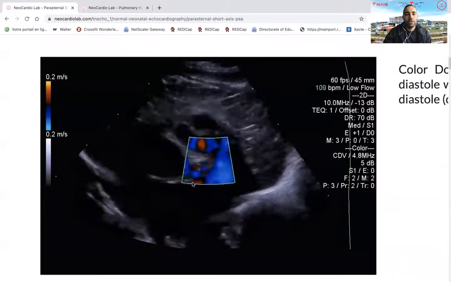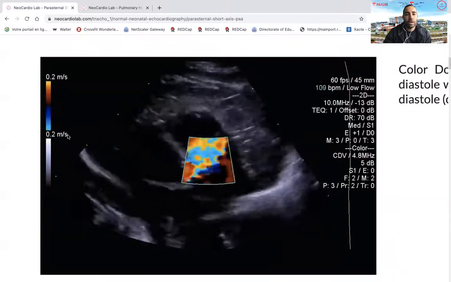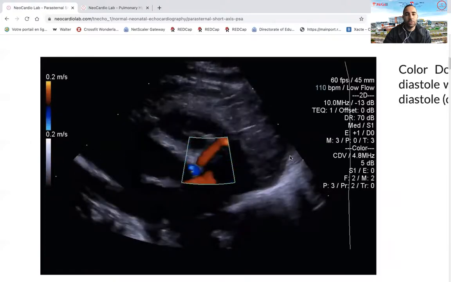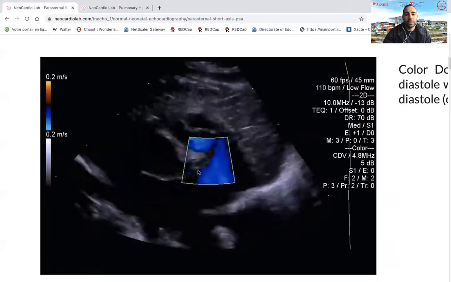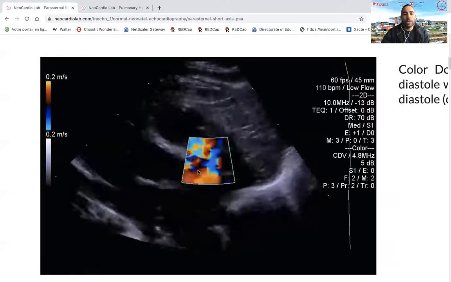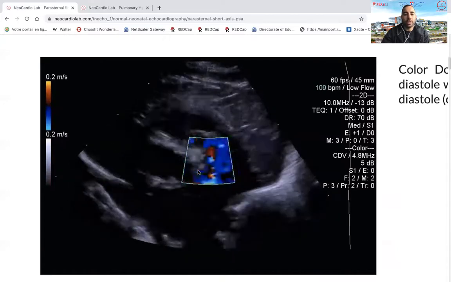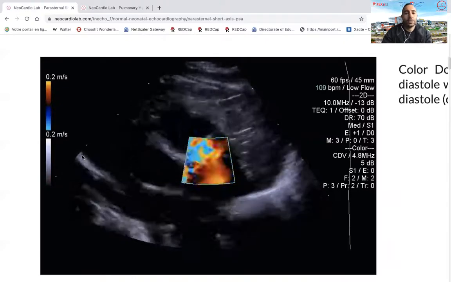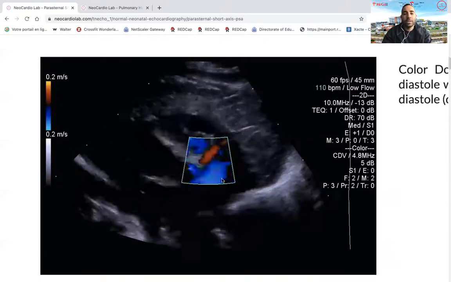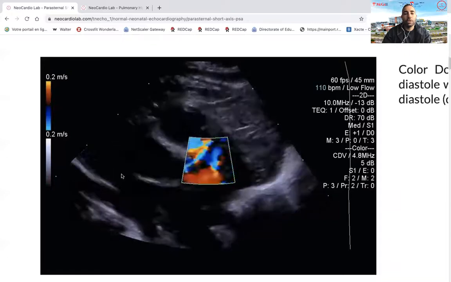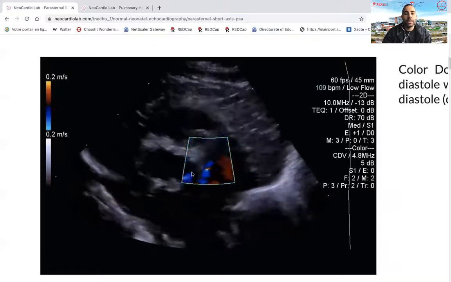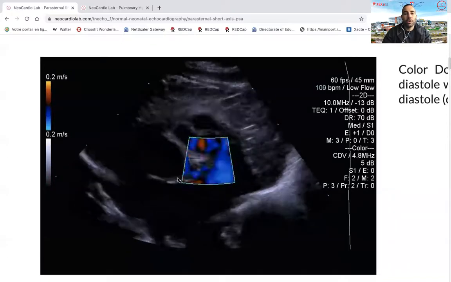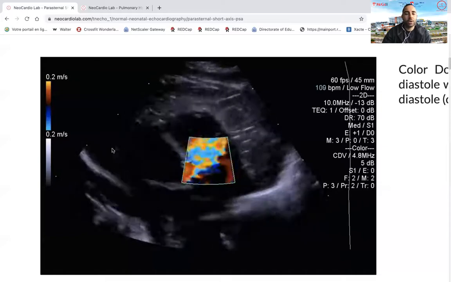So here we also used a very low speed calibration in order to see the red filling of the left coronary, in the context of the diastolic filling of your left coronary system. As you can see, you have a lot of the bleeding of the Doppler color, but you can still quite nicely see this red flow through the left coronary artery.